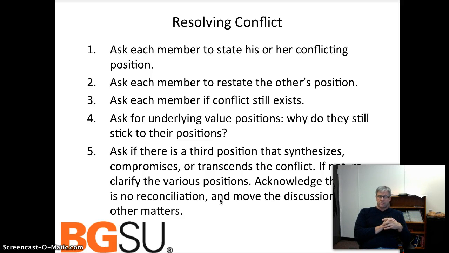Revalidate that there's still some conflict around here. This is where a lot of people really need to spend a lot of time: that third position. Is there some kind of win-win? So you're not comfortable at this level, what's the next level?